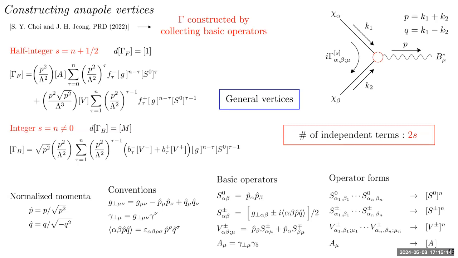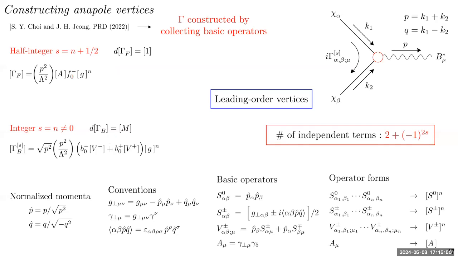By the way, as you can see in this general vertex, we categorize each term by counting the dimensionality of the cutoff scale. So please focus on the power of this term. In order to focus on only the leading order term, we need to consider the lowest value of tau. So just removing all the higher order terms, what we can obtain is only these terms for the fermion case and for the integer case. If we ignore all the higher dimensional terms, the number of independent terms is given like this. For fermions, there's only one independent vertex, and for the bosonic case, there are two independent ones, regardless of spin value.